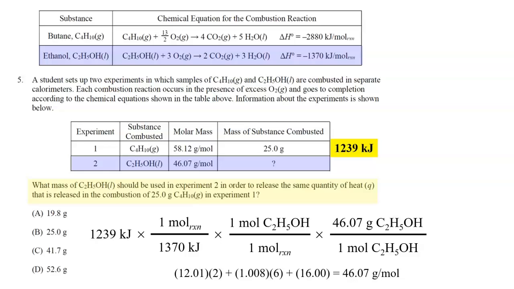1,239 divided by 1,370 and then times 46.07. And if we do that math, we get an answer of 41.7 grams of ethanol consumed in experiment 2 to give the same amount of heat that was released in experiment 1. So the correct answer to question 5 is 41.7, which is choice C.